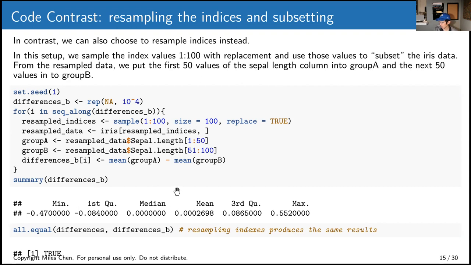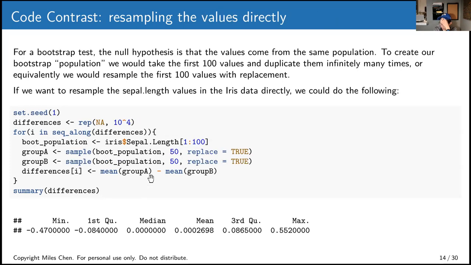And if you follow this process, even though this feels a little bit different, because here I'm taking 1 through 50 and putting them into group A and 51 through 100 and putting them into group B, rather than here where I'm just sampling the values, sampling 50 values and throwing them into group A and sampling 50 values and throwing them into group B, okay?